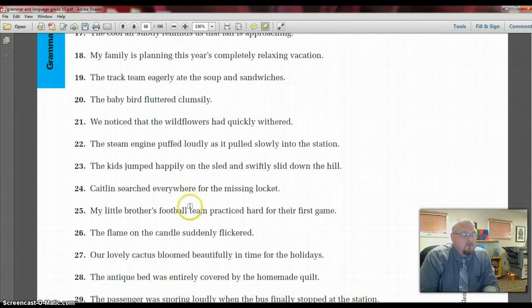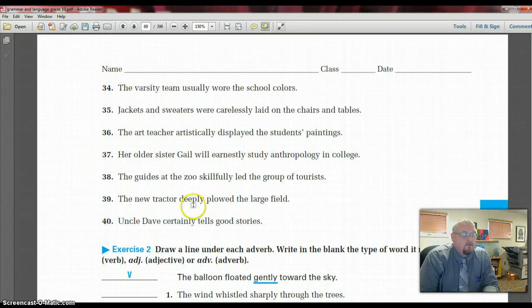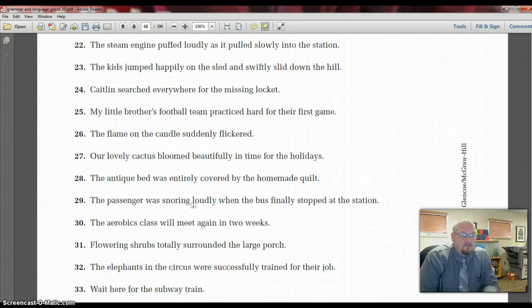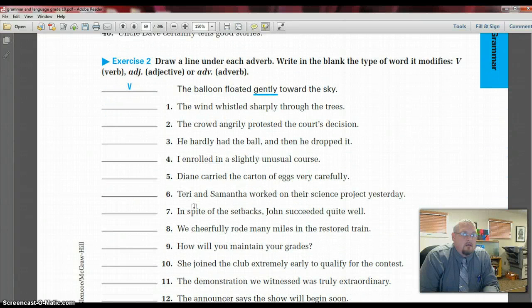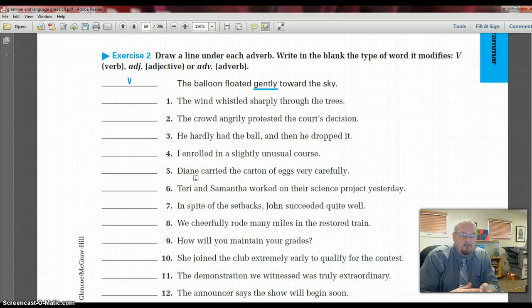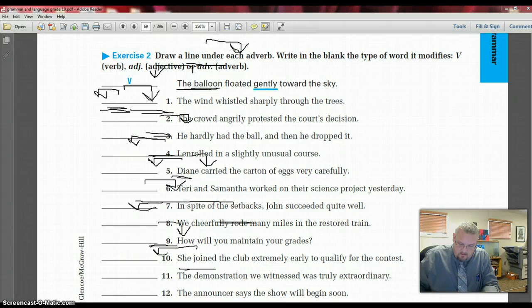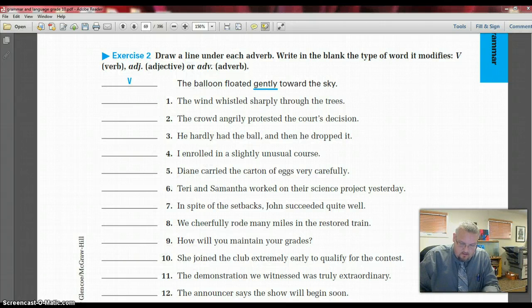Let's look down. 21 through 40. Do exercises 21 through 40, or numbers 21 through 40 in exercise 1. And let's just look at highlighting or underlining the adverb. We don't have to draw or write, rather, if it's a V, an adj, or an av. But let's just highlight or underline or circle.